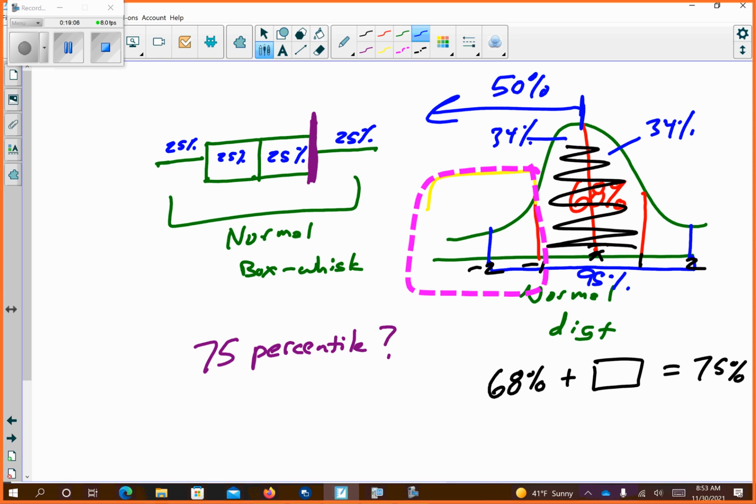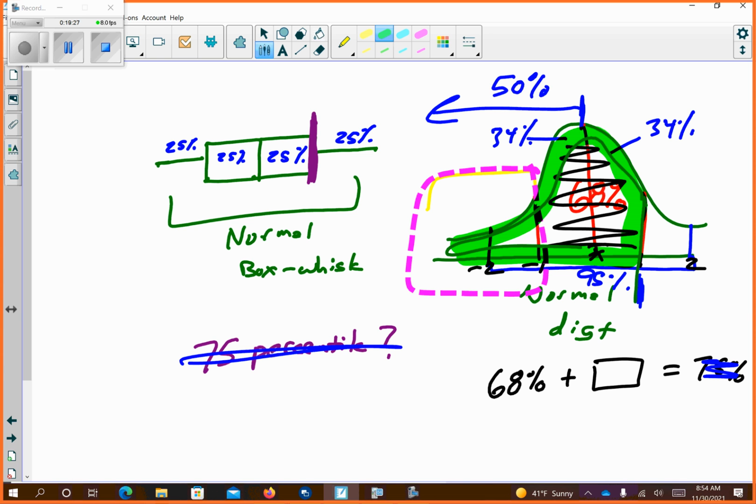I don't know why I put 75th percentile. I'm sorry. If I went out to here, if I was here and I wanted to talk about this region here, let's highlight this. About how much of your data is going to be in that green shaded region?